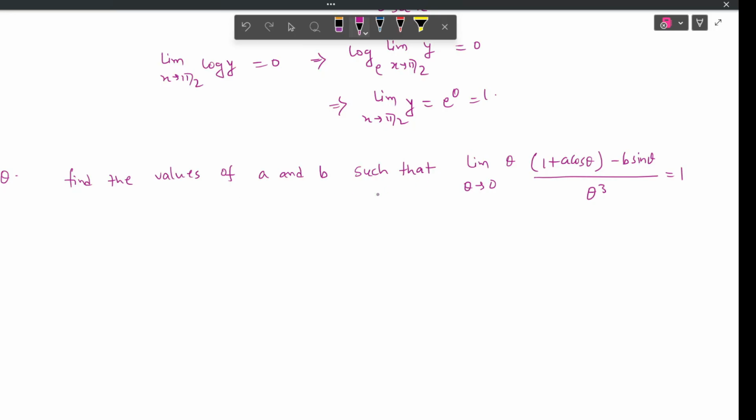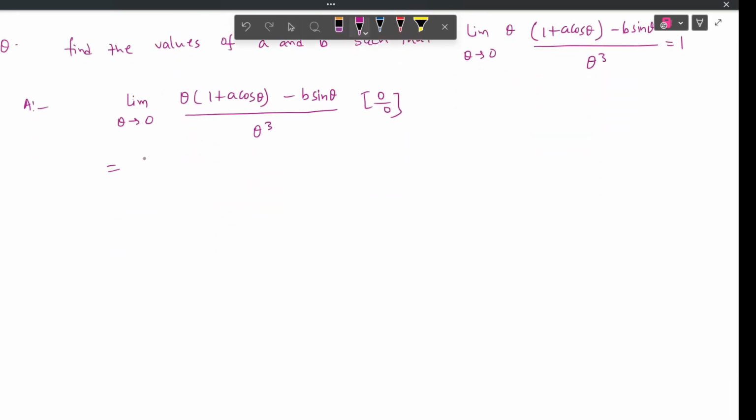Okay, now let's see the solution. Limit theta tends to 0, theta multiplied with (1 plus a cos theta) minus b sin theta upon theta cube. If you put theta 0, this will be 0 minus 0 and 0. So this is 0 by 0 form, right? So take the differentiation in the numerator and denominator separately.